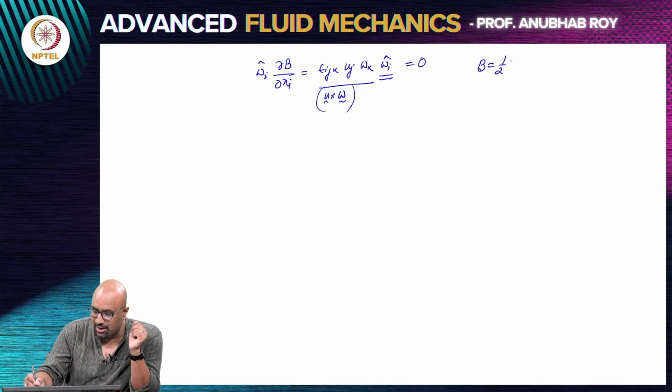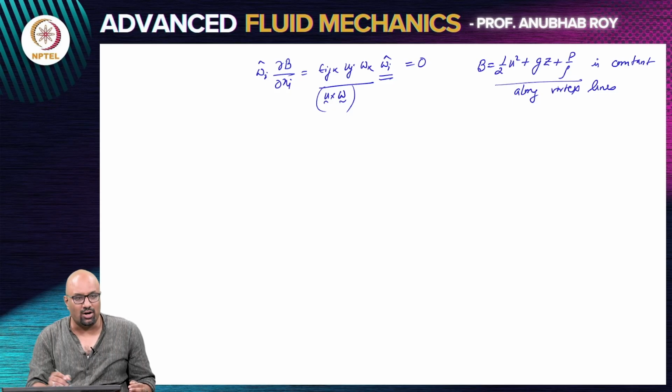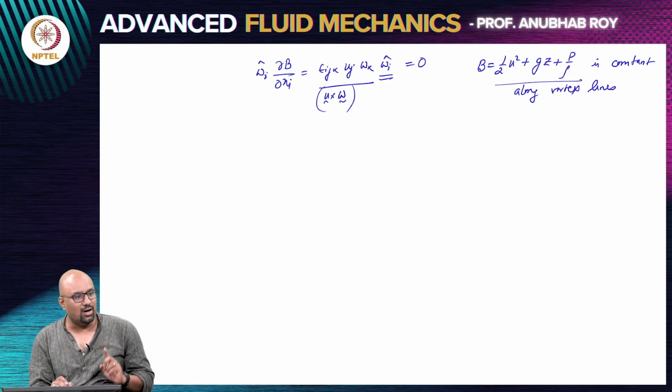which means that Bernoulli function, repeating ourselves again, half u square gz plus p by rho is constant along vortex lines. So, if you have a flow that is steady, which is inviscid, and the fluid is barotropic, then the Bernoulli function basically is a constant if you move along a streamline or you move along a vortex line.